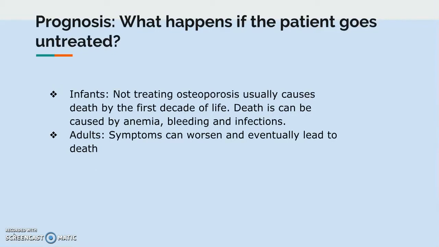What happens if the patient goes untreated? In infants, not treating osteopetrosis usually causes death by the first decade of life. Death can be caused by anemia, bleeding, and infections. In adults, symptoms can worsen and eventually lead to death.